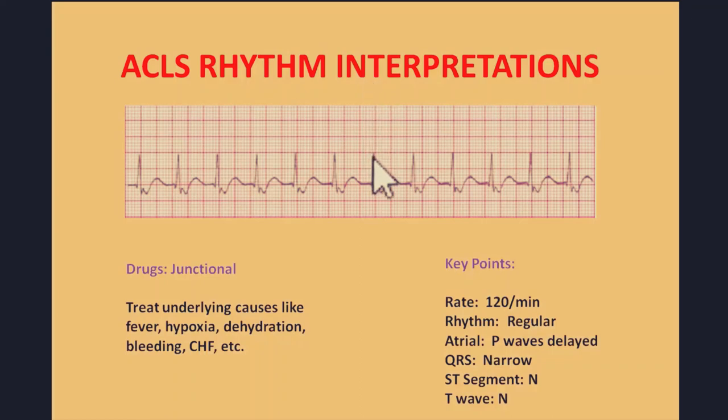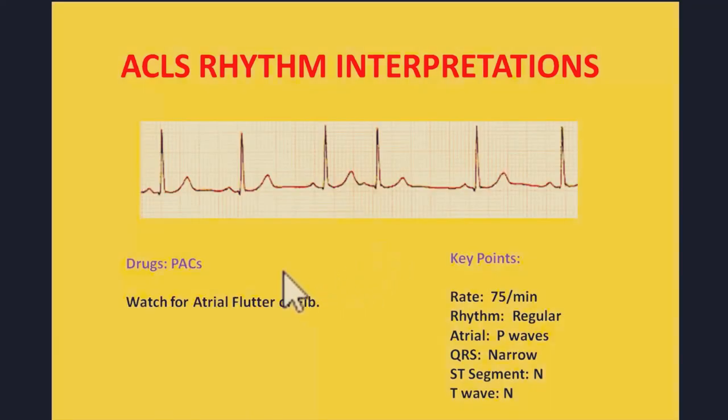We need to differentiate this from sinus tachycardia, where we see regular preceding P waves, whereas in junctional tachycardia, you see a P wave following the QRS complexes. Okay, here, what do we have? Here we got three beats, which looks fairly regular.